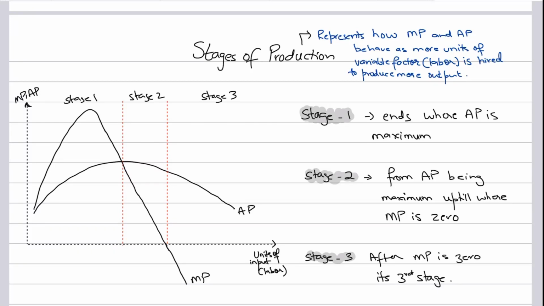Hi guys, welcome back. So in this video, we're going to be discussing the stages of production that a firm goes through when it's hiring more variable factors onto fixed factors, right? And so we know that as the firm hires more and more variable factors onto fixed factors, the time will come when they start becoming a constraint for those fixed factors, and that's the point where your diminishing return kicks in, and then the marginal product would start falling.